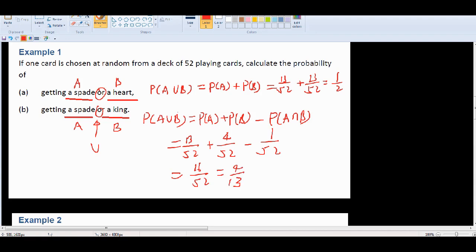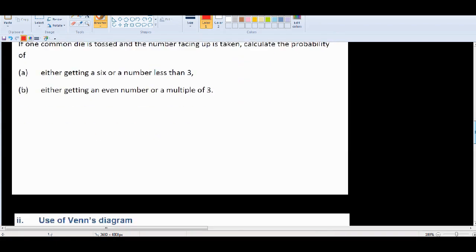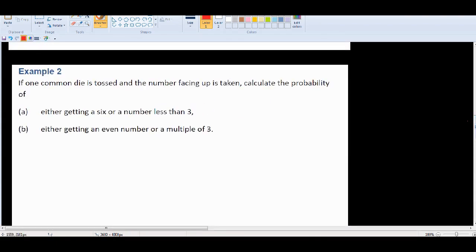Alright, so you see the difference between mutually exclusive events and non-mutually exclusive events. So how could we deal with them? Right? Okay. So move to the next one. If one common die is tossed and the number facing up is taken, calculate the probability of either getting a 6 or, so you see, or a number less than 3. So again union.